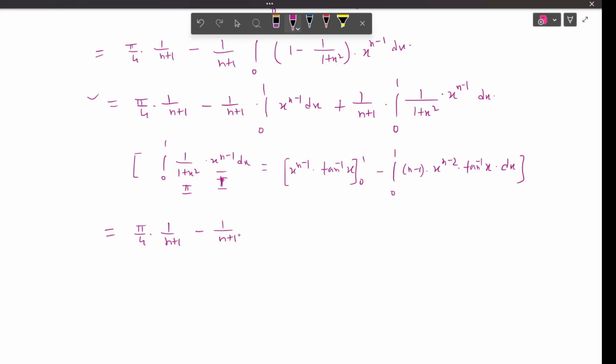minus 1 by n plus 1 into, this would be x to the power n minus 1 plus 1 by n minus 1 plus 1. So integration will be x to the power n minus 1 plus 1 by n minus 1 plus 1 from 0 to 1. So it will be x to the power n by n. If we put 1, it will be 1 by n. If we put 0, it will be 0. So you got 1 by n plus 1 by n plus 1, and integration of this thing, you got this, right?